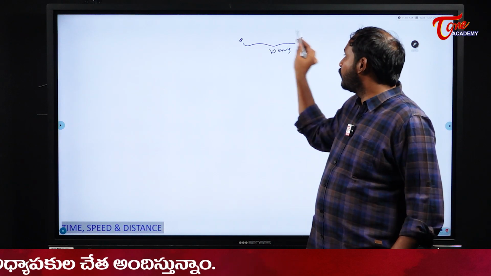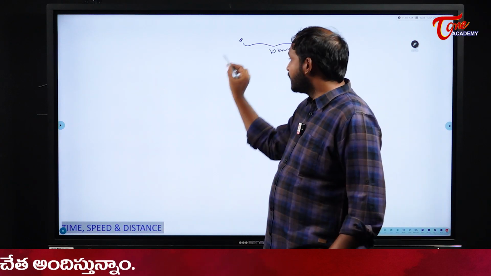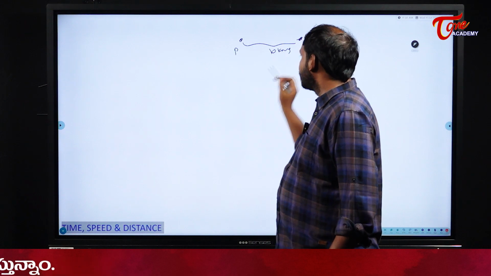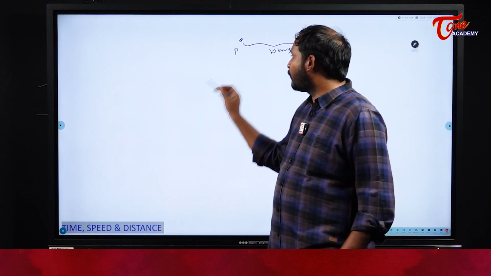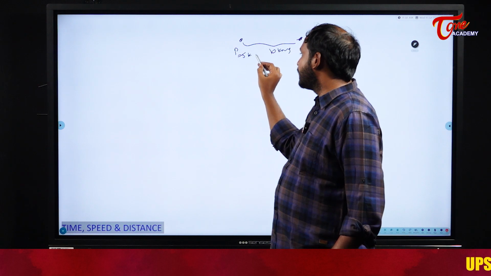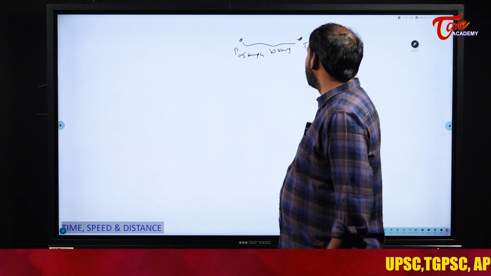In what time will the police go and catch the thief? That is the question. For example, police speed is some 5 kmph and thief speed is some 4 kmph.